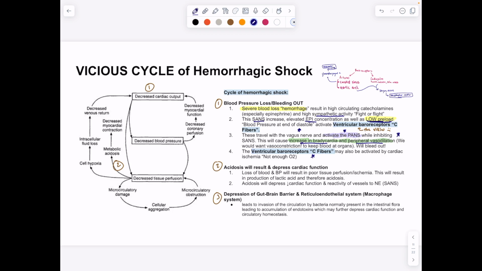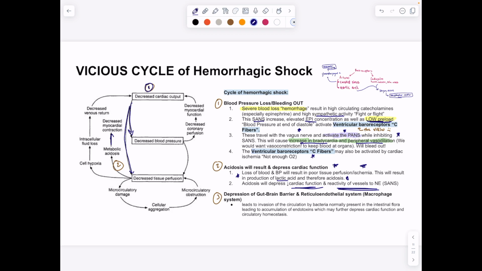All right, and so, as a result of the activated parasympathetic nervous system, you're going to have decreased cardiac output, resulting in decreased blood pressure, decreased tissue perfusion. Your tissues aren't going to get enough oxygen. We know from the citric acid cycle or glycolysis that there's the oxygen-independent pathway, which will produce lactic acid. And so the tissues with loss of blood and not enough oxygen produce a lot of lactic acid, and therefore that buildup will cause acidosis. And then acidosis is going to further depress cardiac function, and then the reactivity of the vessels to the sympathetic nervous system, which would constrict the peripheral vessels and help alleviate some of these issues.